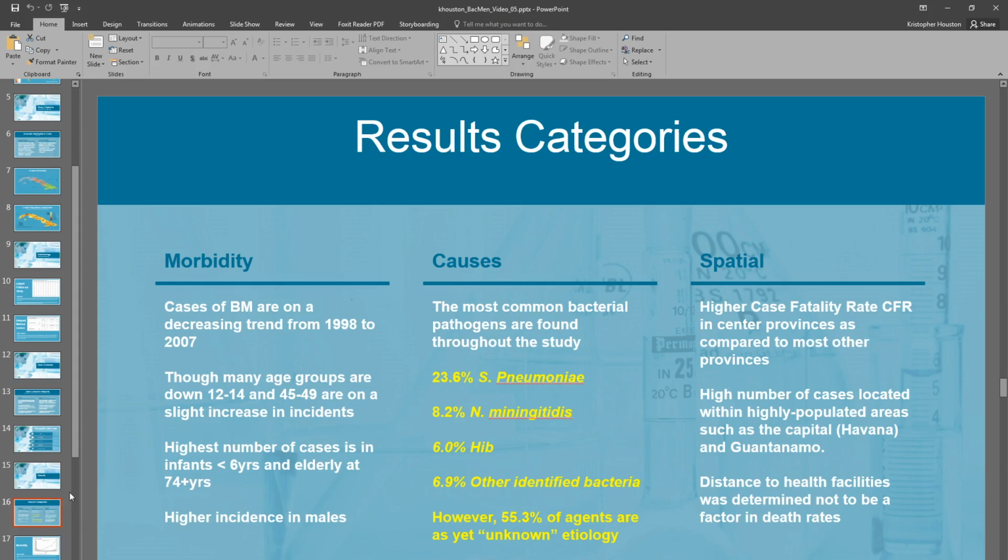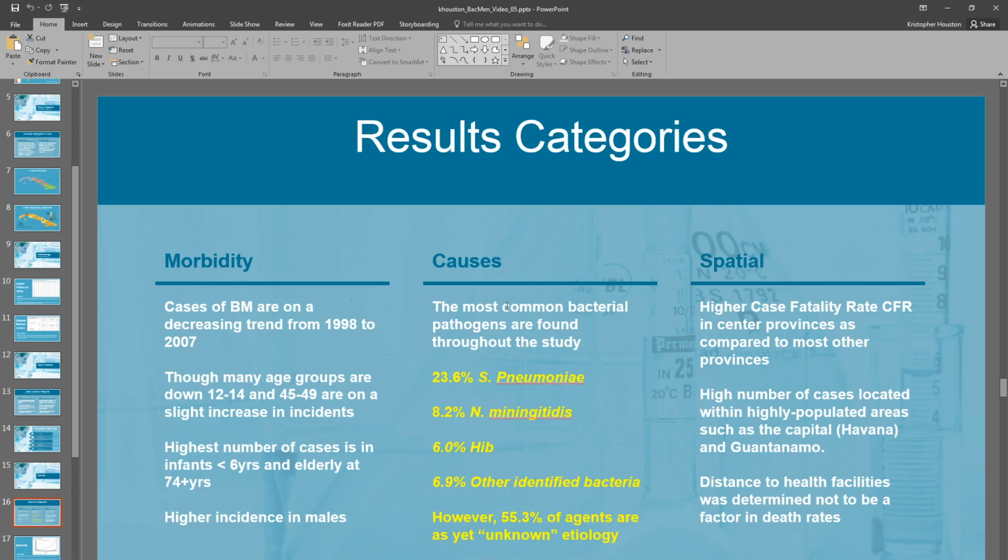The causes for this, not a big surprise, mostly the main three bacterial pathogens which are commonly known to cause bacterial meningitis were found in large percentages, 23.6% being Streptococcus pneumoniae, which was one of the larger ones, as well as the other two, and 6.9% for other identified bacteria. However, that only made up about 40% of the findings. A further 55.3% of the bacterial agents that were found were said to be unknown at the time and require further study.